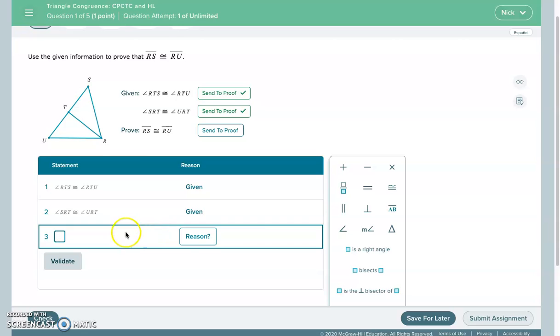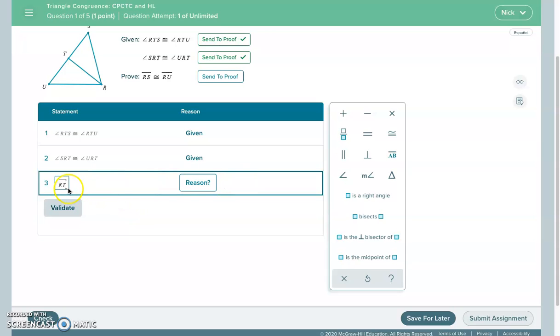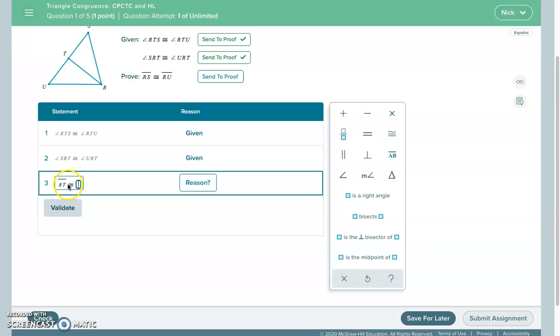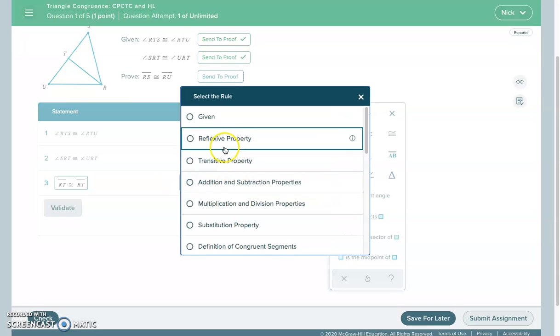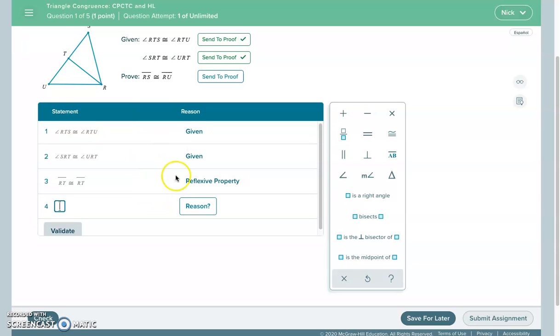So I can say that RT, making sure we put that line segment bar, is congruent. By the way, if your line's still going, you need to either re-click or hit the right arrow to get out of that line before you put the congruent symbol in. Anyway, RT is congruent to RT by the reflexive property, and you're going to hit validate to make sure each step works. It's not going to let you get all the way done. You're going to know exactly when you hit a step that has a problem. Then you're going to hit check after it says proof completed or something like that. So right now I have my two givens and my reflexive property, which is enough to prove they are congruent.